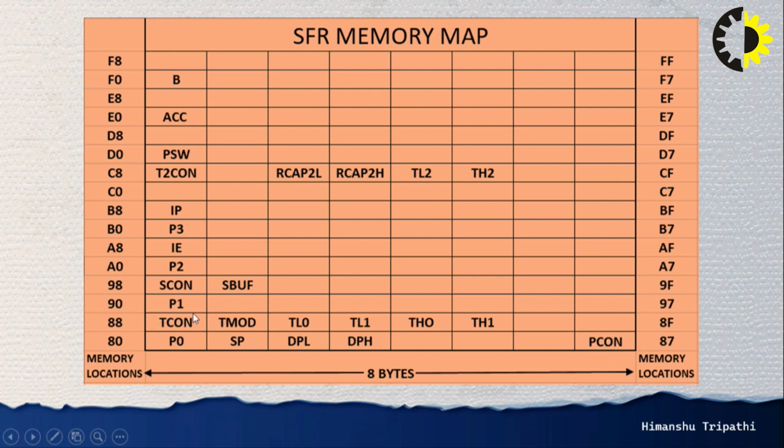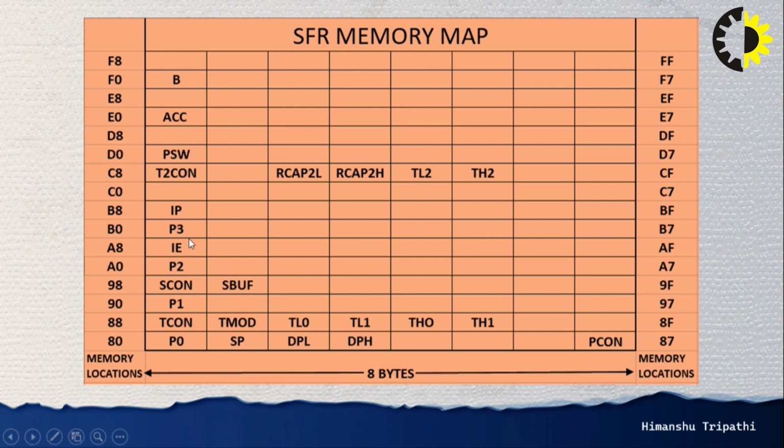TCON is the timer control register. TMOD is the timer mode register. TL0 and TH0 make the 16-bit timer or counter register for timer counter 0. TL1 and TH1 make the 16-bit timer counter register for timer counter 1. SCON is the serial control register, SBUF is the serial buffer register, IE is the interrupt enable register.